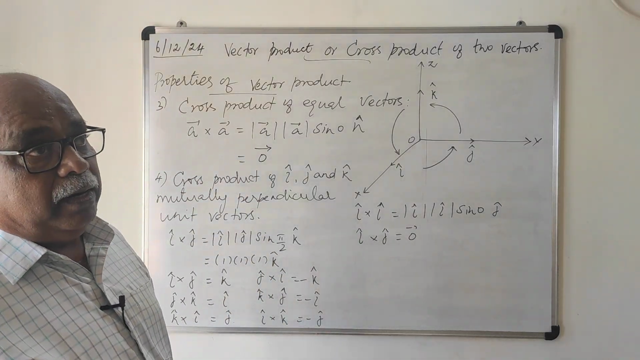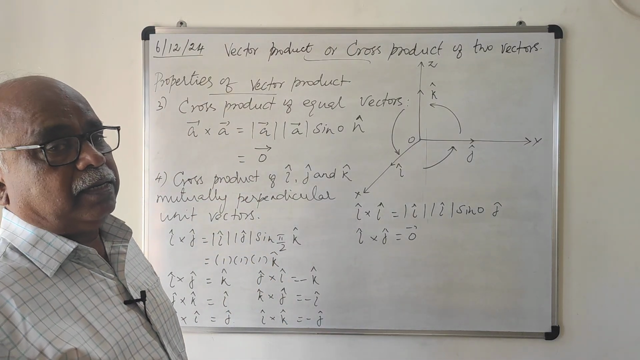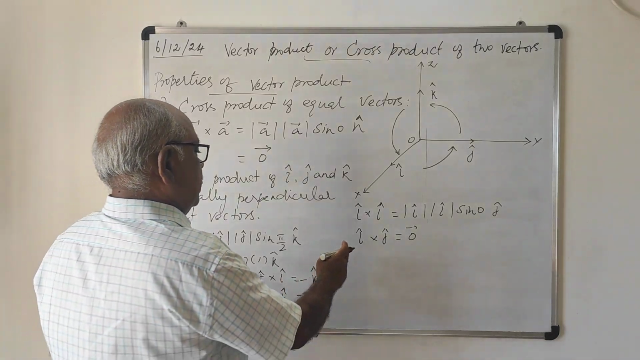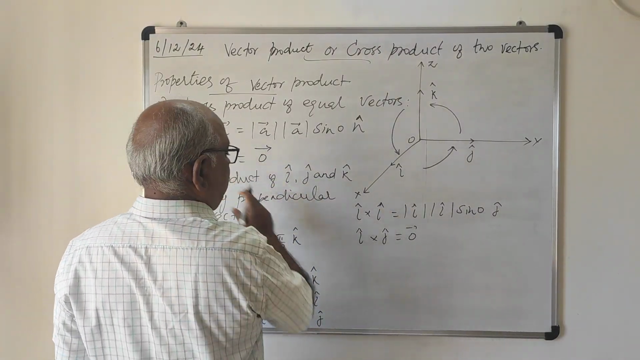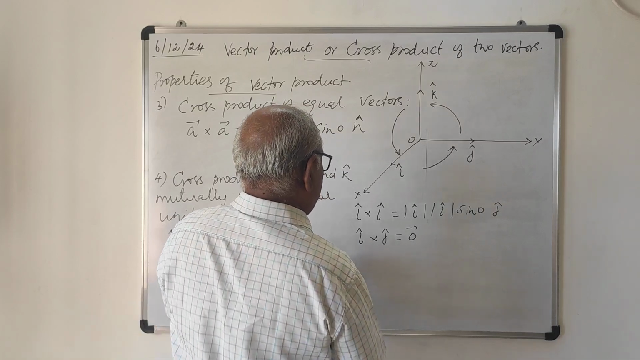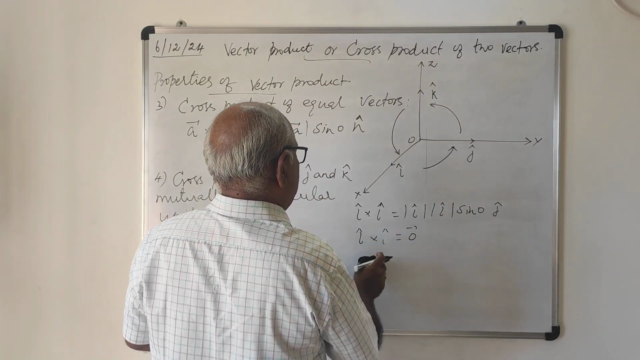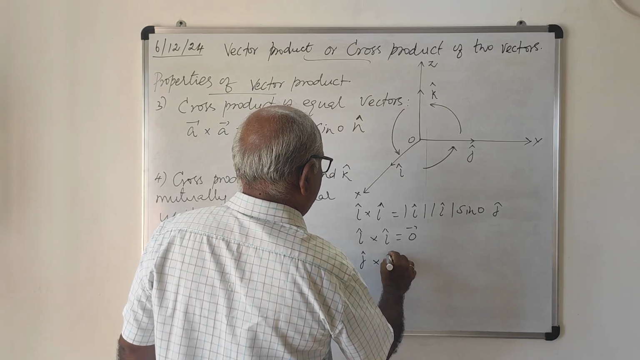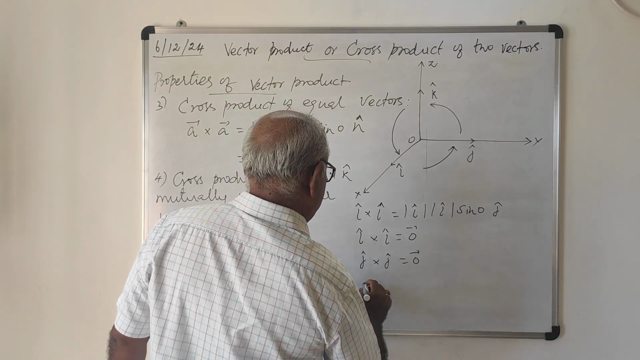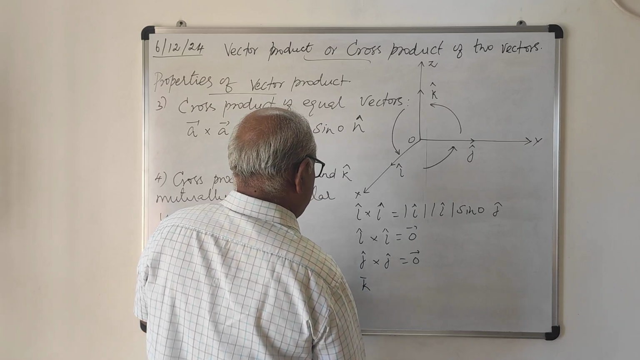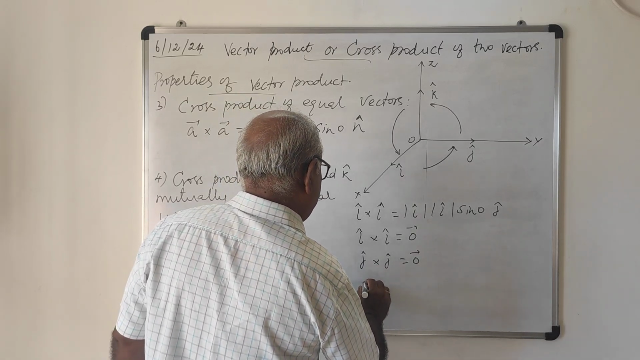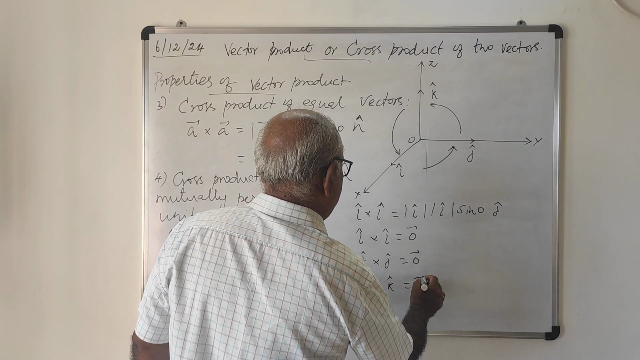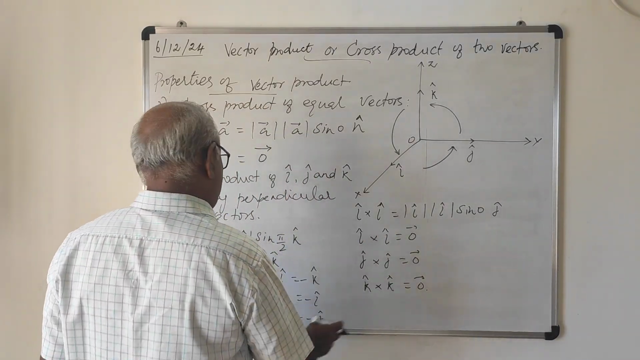I dot I is 1, and I dot J is 0 in the dot product case. Here, for the same vector, the cross product is 0. I cross I is 0. Similarly, J cross J is the zero vector, and K cross K is also the zero vector. So same vectors give 0.